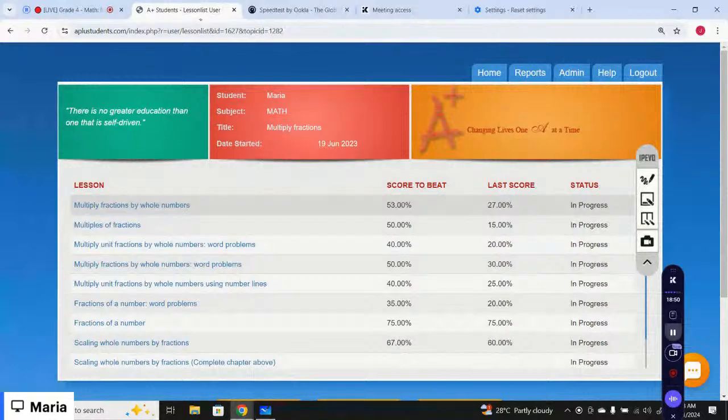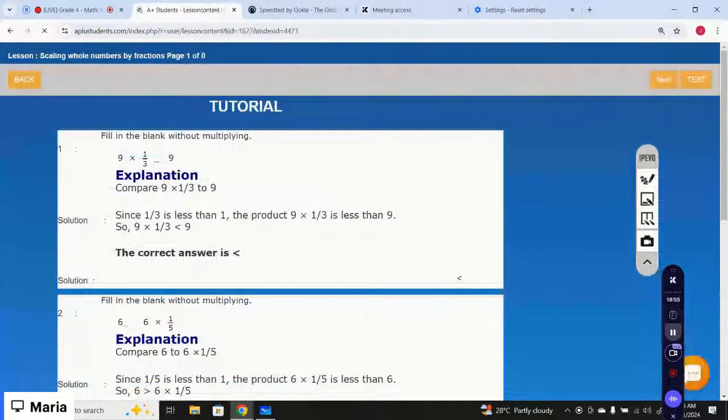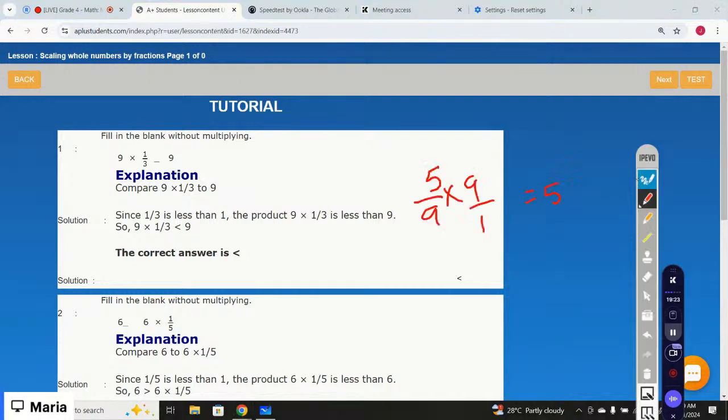The next lesson is scaling whole numbers by fractions. Fill in the blank without multiplying. 9 times 1/3 is greater than 9 or less than 9. So basically, you have to see if you multiply 9 times 1/3, is that greater than 9 or less than 9? So just look at this fraction 1/3.